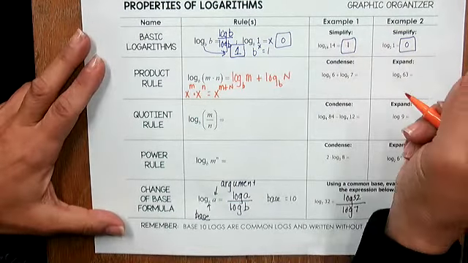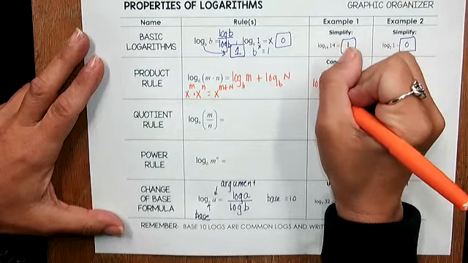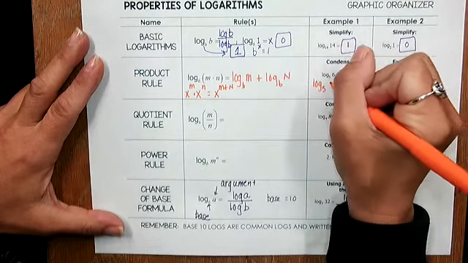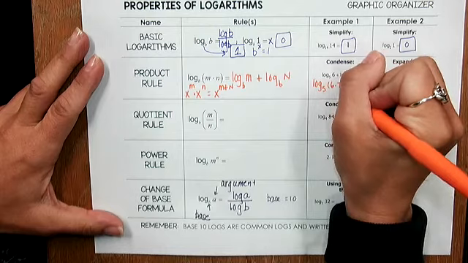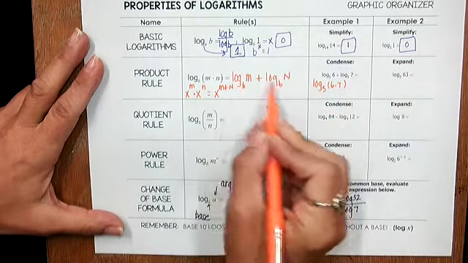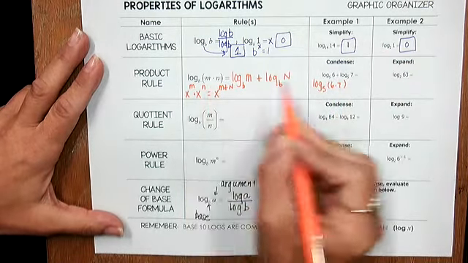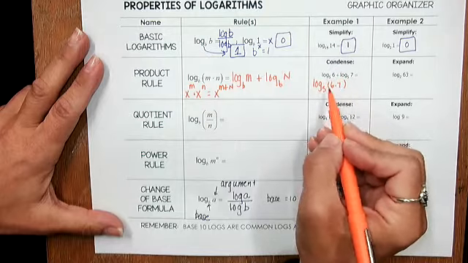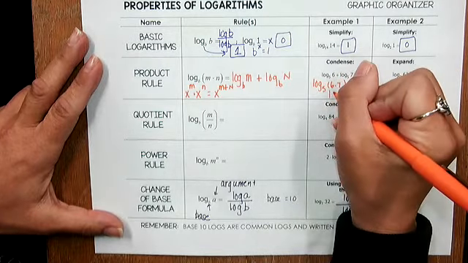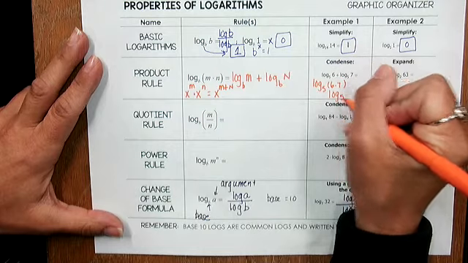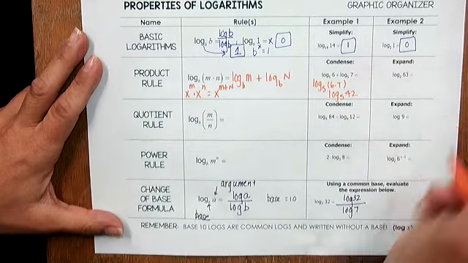So this is going to become the log base 5 of 6 times 7. So we're working backwards. Add logs, multiply arguments. Add logs, multiply the arguments. This is the log base 5 of 42.